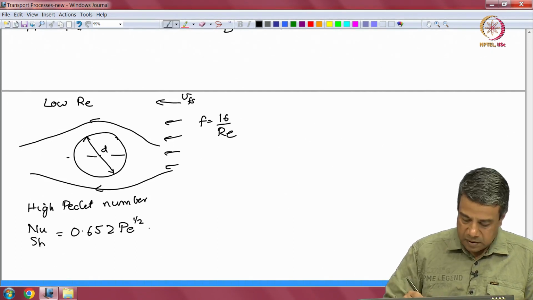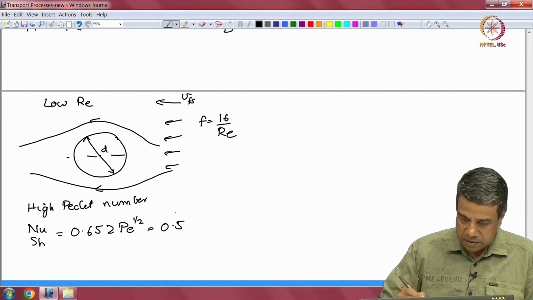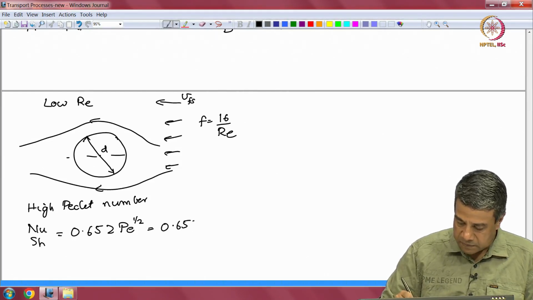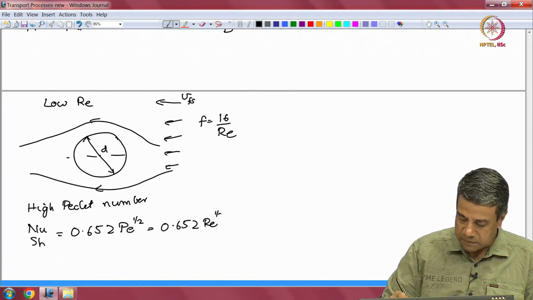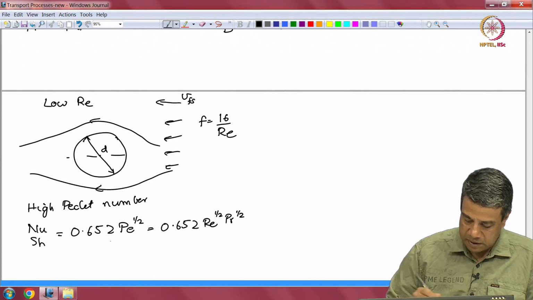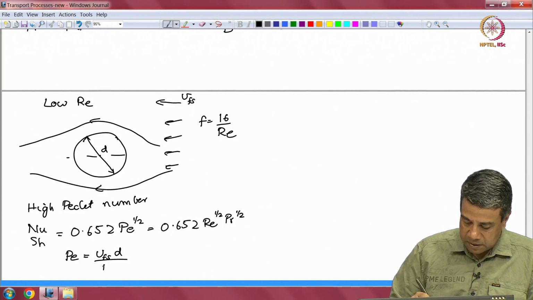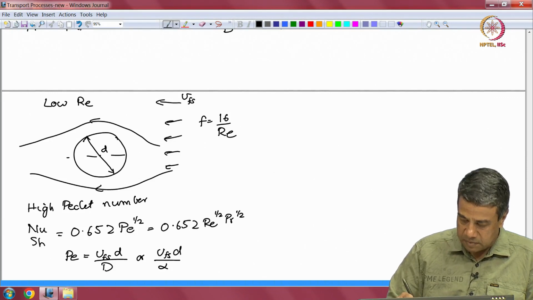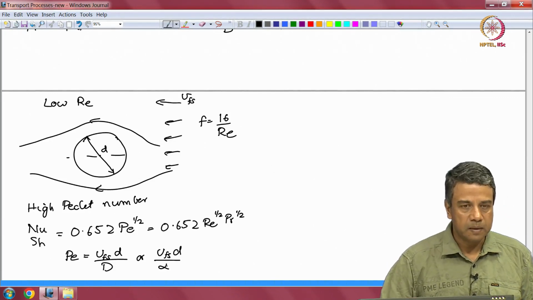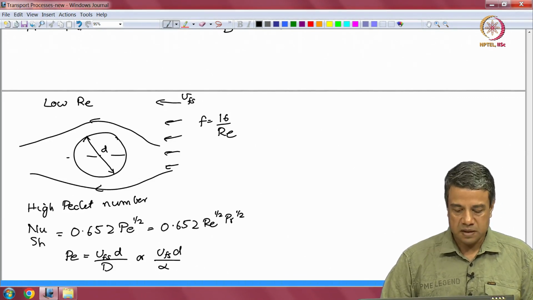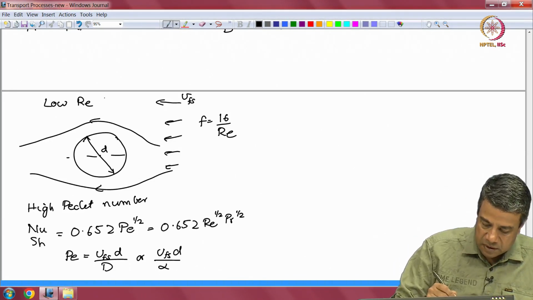So, I can also write this as 0.652 Reynolds to the half, Prandtl to the half. Where the Peclet number, as I have defined it, is equal to V free stream times the diameter by the diffusion coefficient, or V free stream times the diameter by the thermal diffusion coefficient, depending upon whether it is a mass transfer problem or a heat transfer problem. So, this is the correlation for the low Reynolds number bubble.